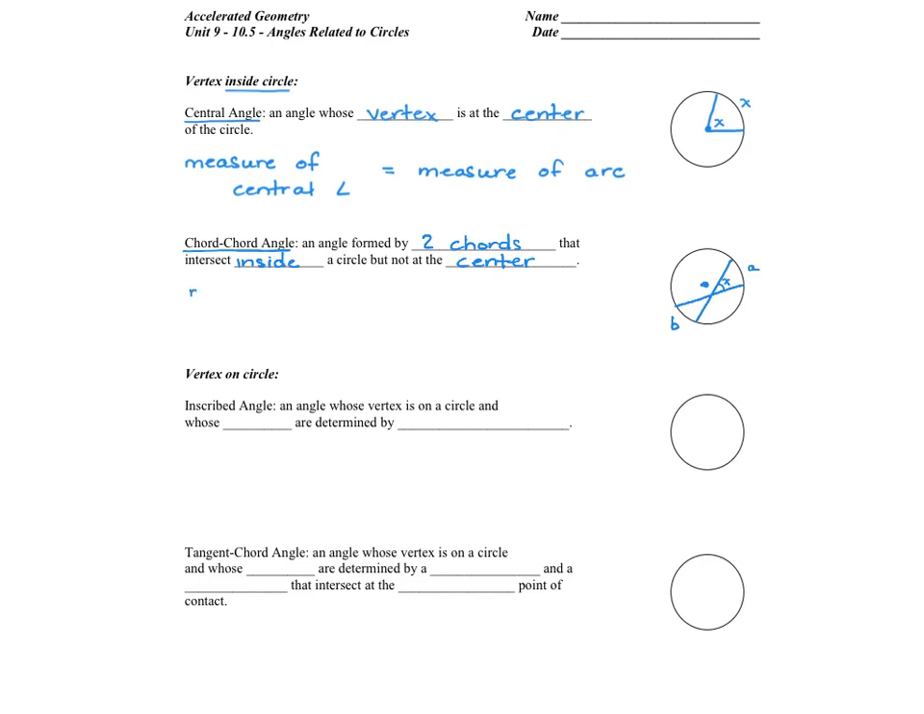What do I mean by that? The measure of the angle is equal to half the sum of the intersected arcs. It means that if I want the measure of angle x, I want to take arc A and add it to arc B, the two arcs that are intersected by the two chords, and divide by 2.